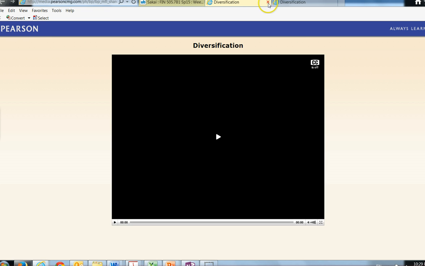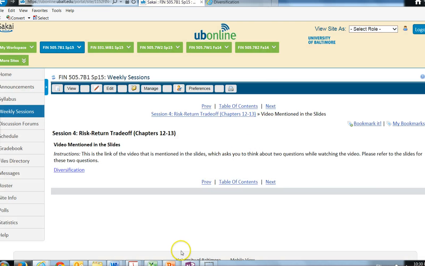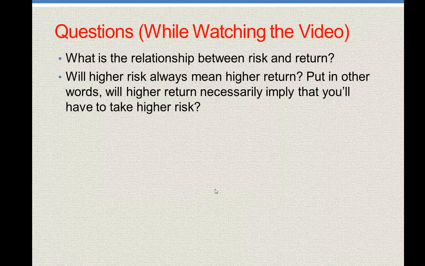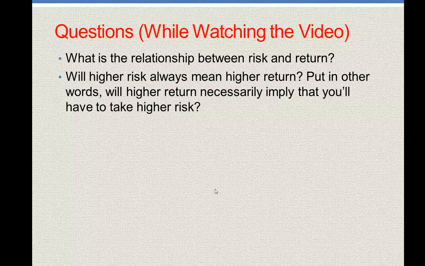Okay, so while watching the video, I want you to think about two questions. Question one: what is the relationship between risk and return? I believe most people may have some prior impression regarding the relationship between these two variables. So keep this question in your mind while you watch the video.